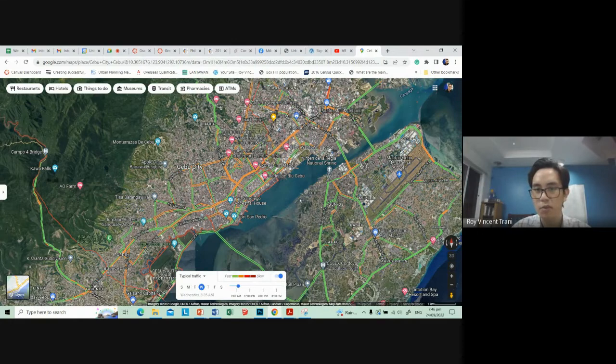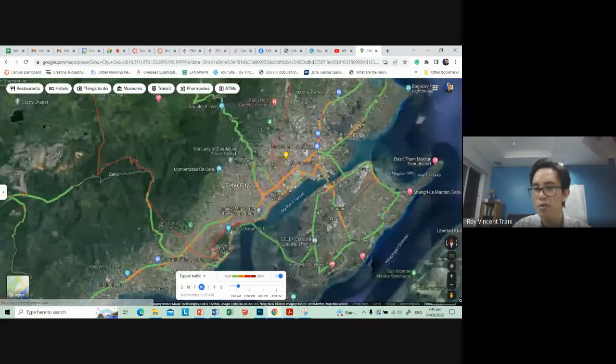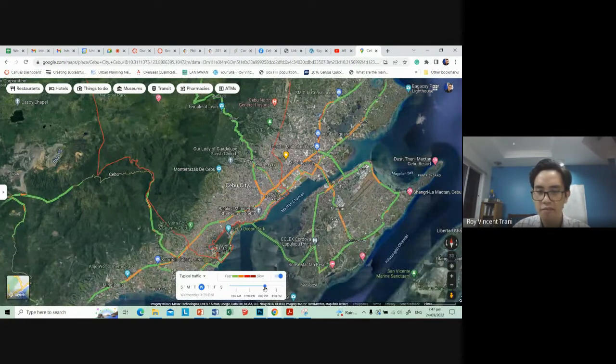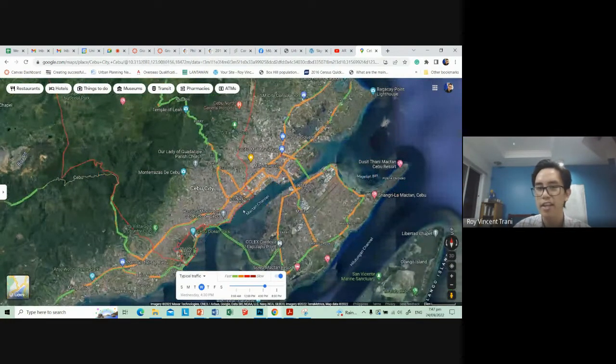So these are the people working, and this is what it looks like when everyone who's working comes out at like 8 a.m. In the evening, this is everyone who's working, who's coming home, and everyone else who wants to move around in the city. So I'm guessing that's why the traffic is more in the evening rush hour than the morning rush hour.